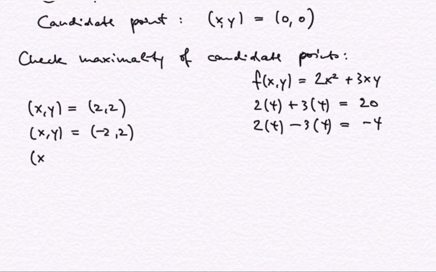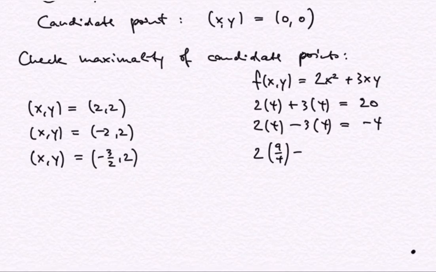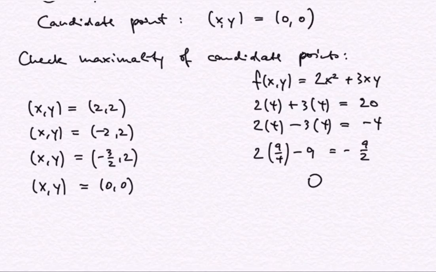Then I have the candidate point minus 3/2 and 2. This is 2 times 9 over 4 minus 9. This is minus 9/2. Also not a winner. And then finally I have the origin, and there of course I just get 0. So clearly my candidate here is the point 2 and 2. So I can check sufficiency.